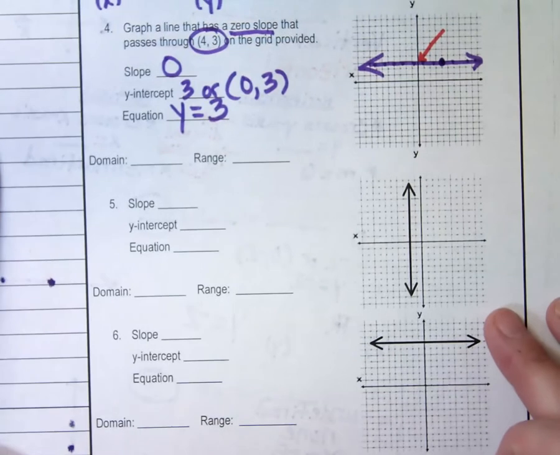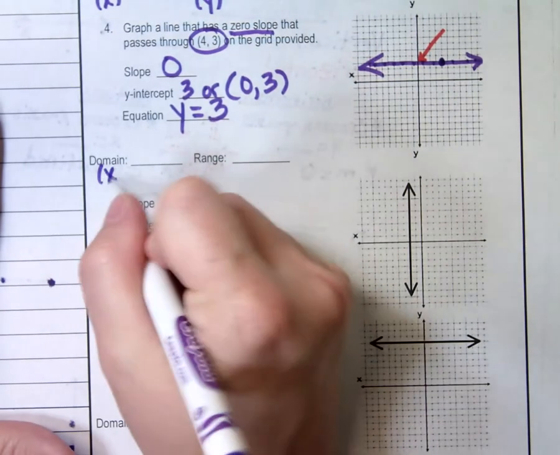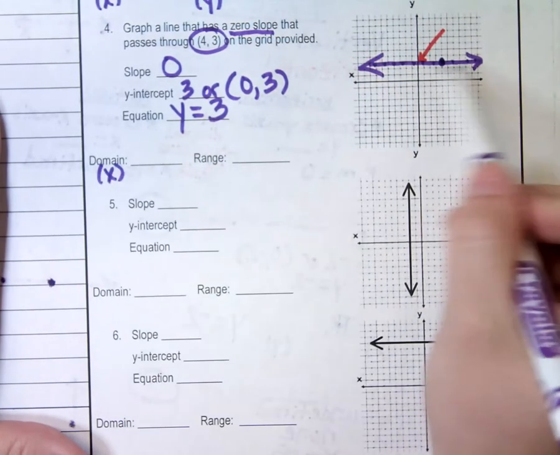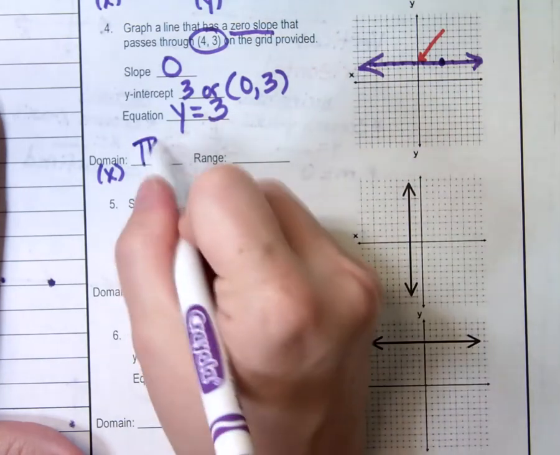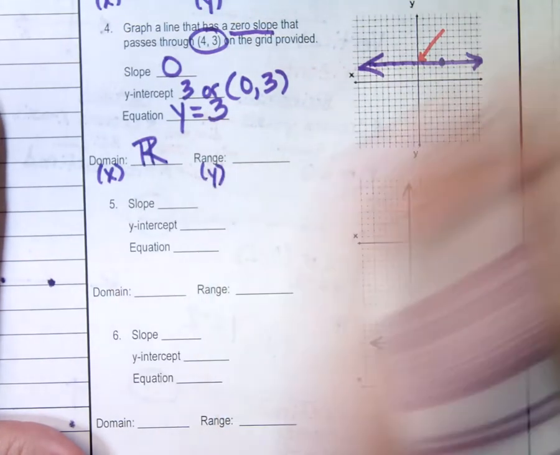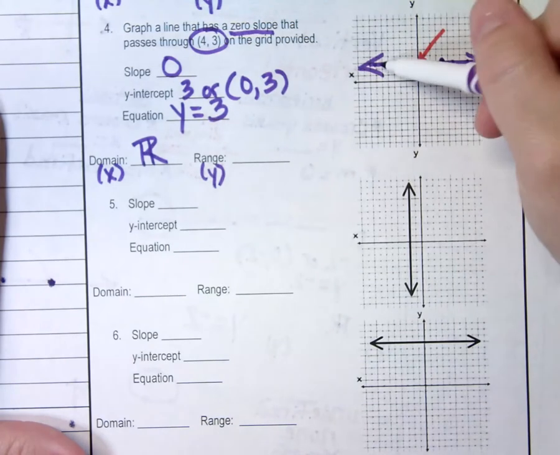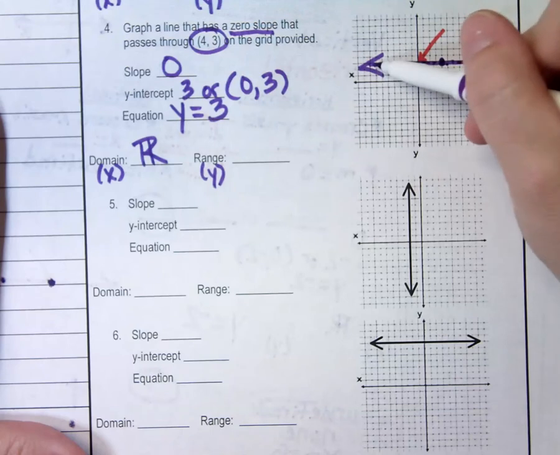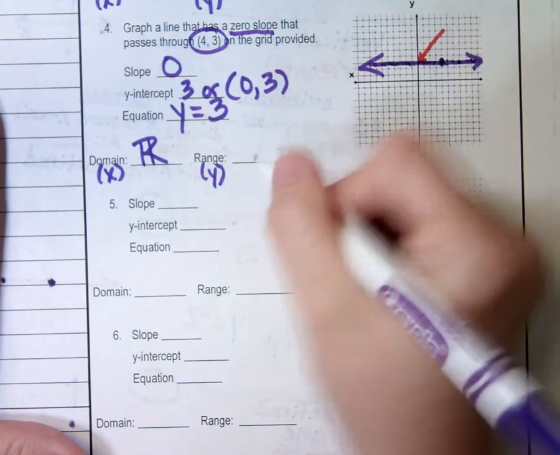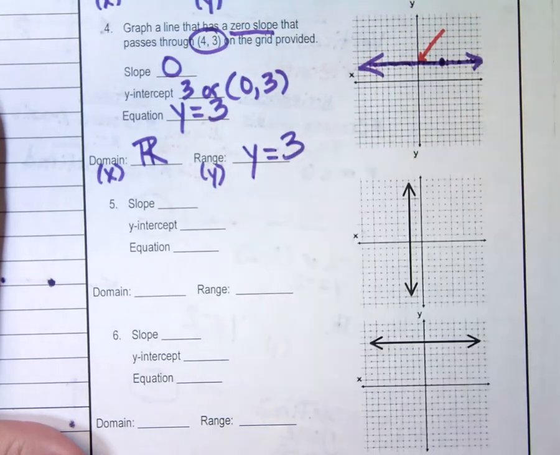Okay, let's talk domain and range. Domain are your x's, what's happening left and right, and this line goes forever left, forever right, so all reals. Range are your y's, what's happening up and down with this line, and the only y value we have is a 3. There's nothing higher, there's nothing lower, so our range is simply y equals 3.